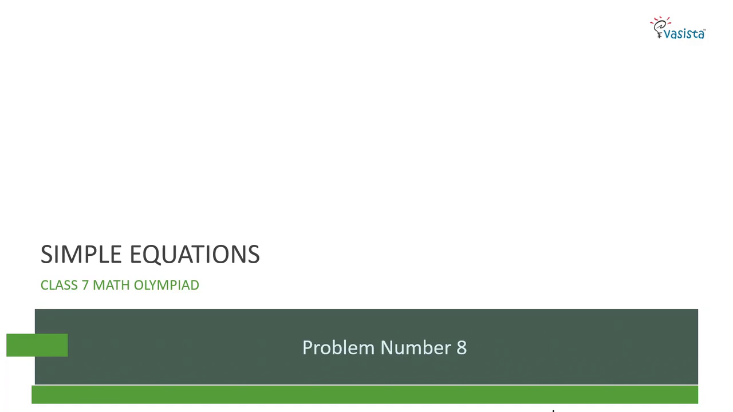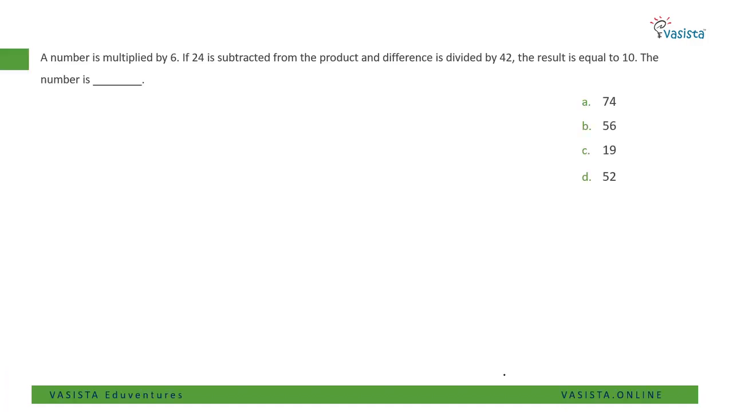Fine, this is the 8th problem. Let me solve. A number is multiplied by 6. If 24 is subtracted from the product and the difference is divided by 42, the result is equal to 10. The number is? Here, break the sentence and convert the algebraic statement to an algebraic expression.